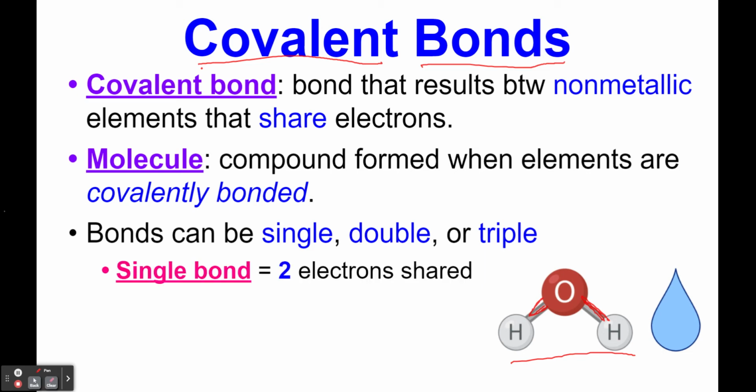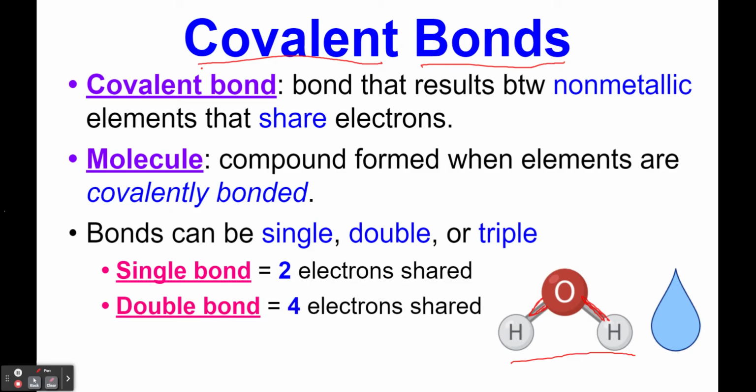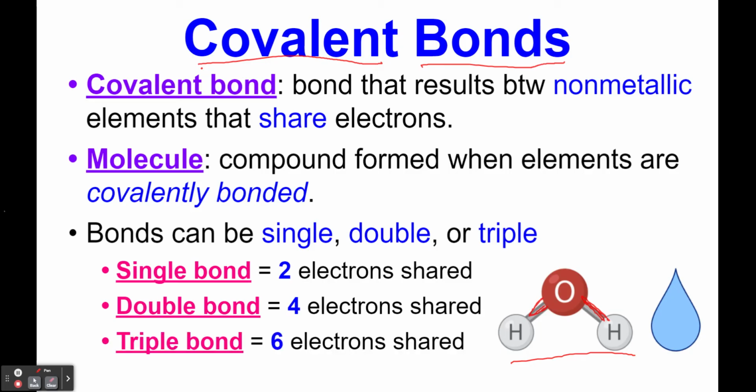In single bonds, you share two electrons. So two electrons are shared in a single bond. Double bond, you get four electrons. Triple bond, I bet you can guess it, six electrons. Okay. So each bond shares two electrons. If you have a double bond, that makes four. A triple bond, 3 times 2 is 6 electrons shared. Okay.